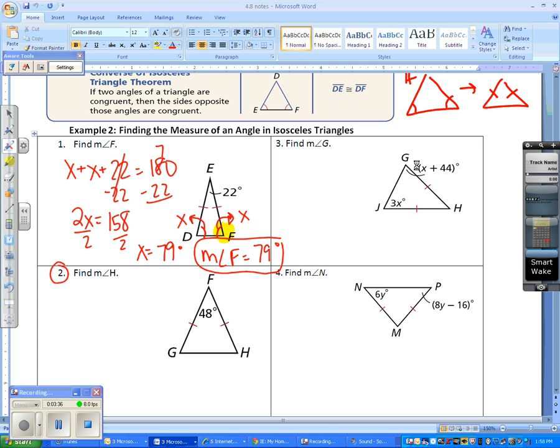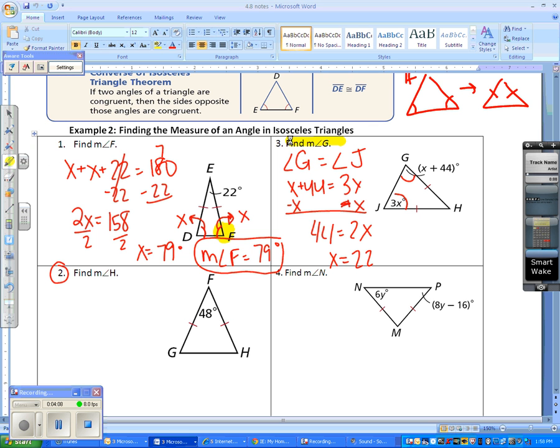Number 3, I made it harder because I threw in some x's, but we're still going to do the same process. Since these two sides are congruent, that means these opposite angles are going to be congruent. So I know angle G equals angle J. And then I can use substitution. X plus 44 equals 3x, and then solve from there. If I subtract x from both sides, then I have 44 equals 2x, and I have x equals 22.